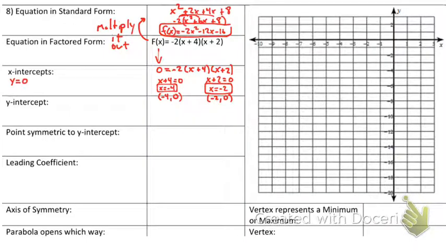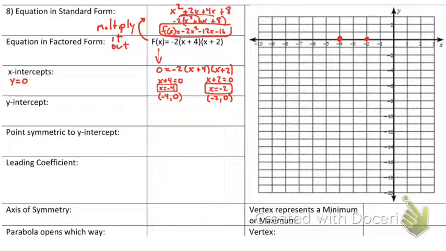Now let's go ahead and plot these on our x-axis. It's going to be negative 4, so we'll put a dot here. Negative 4, 0 is here. That's one x-intercept. And then the other one is negative 2, 0. And those are our x-intercepts.